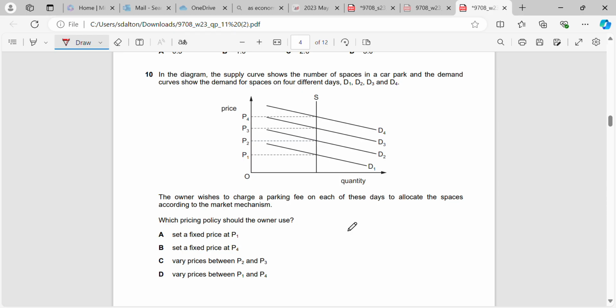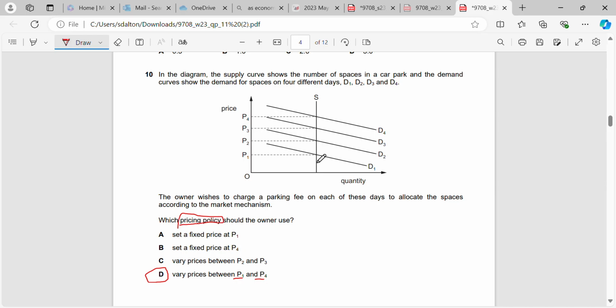Okay, in the diagram, the supply curve shows the number of spaces in a car park, and the demand curve shows the demand for spaces on 4 days, D1, D2, D3, D4. The owner wishes to charge a parking fee on each of these days to allocate the spaces according to the market mechanism. Which pricing policy should the owner use? Okay, so basically, they should try and be responsive to the changes in demand, right? So it would only make sense that they should vary the price between P1 and P4.